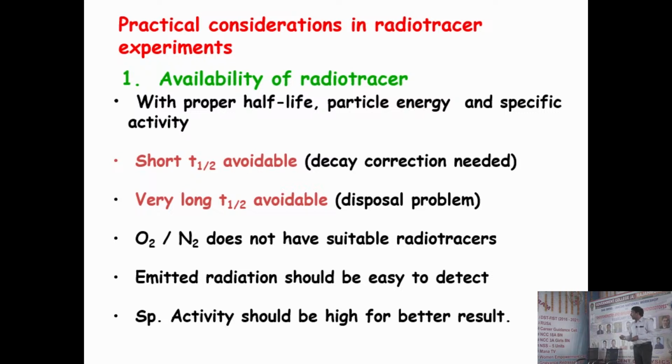And oxygen and nitrogen do not have any suitable radiotracers. Radiotracers are not available for all types of elements. For example, for oxygen or nitrogen, no tracers are available.